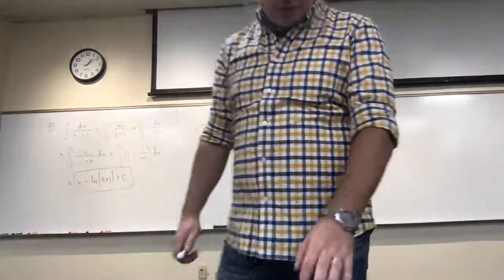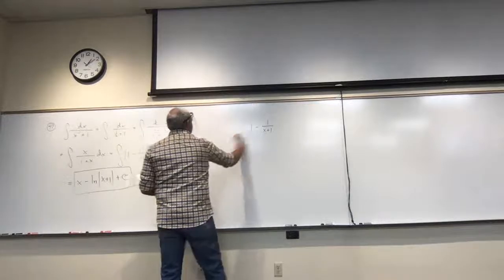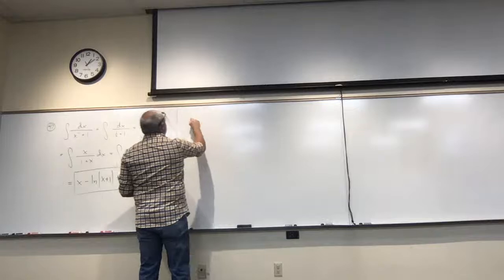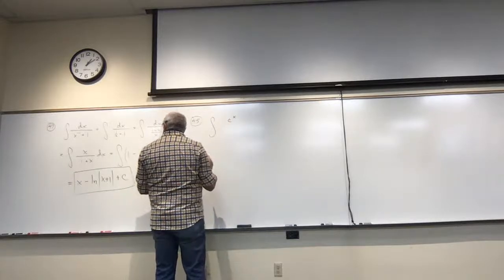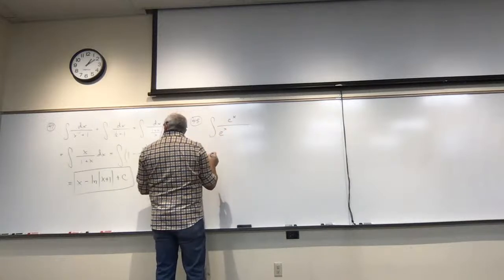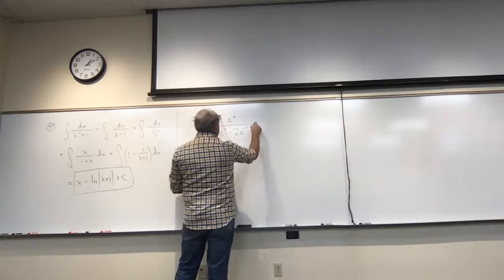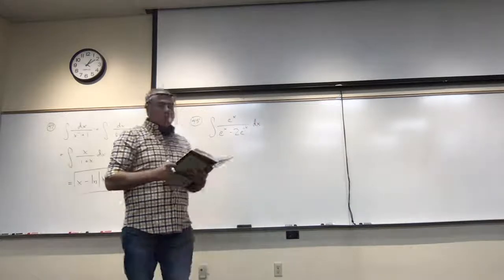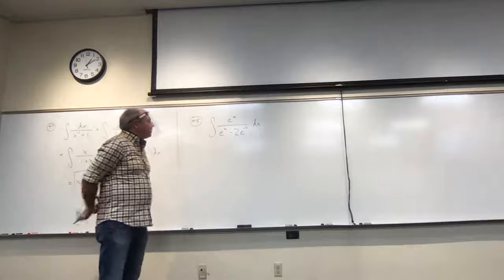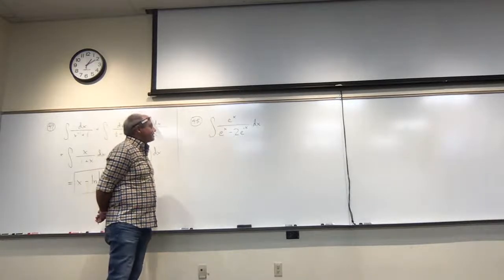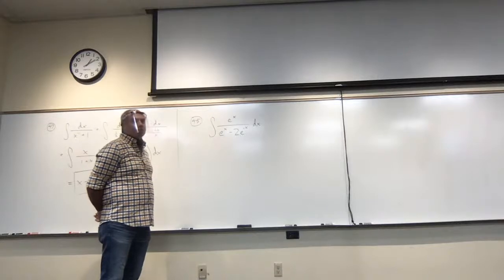45. Let's see. So 45, we have the integral. On top, we have e to the x. On bottom, we have e to the x minus 2e to the negative x, dx. All right. Well, there's a couple different things I can see that we could potentially do here. The question is, which one do we want to do?